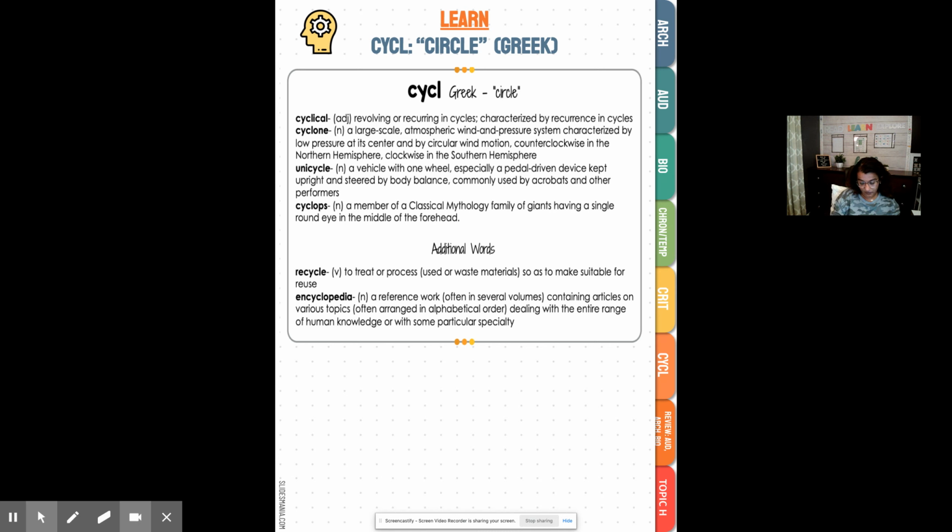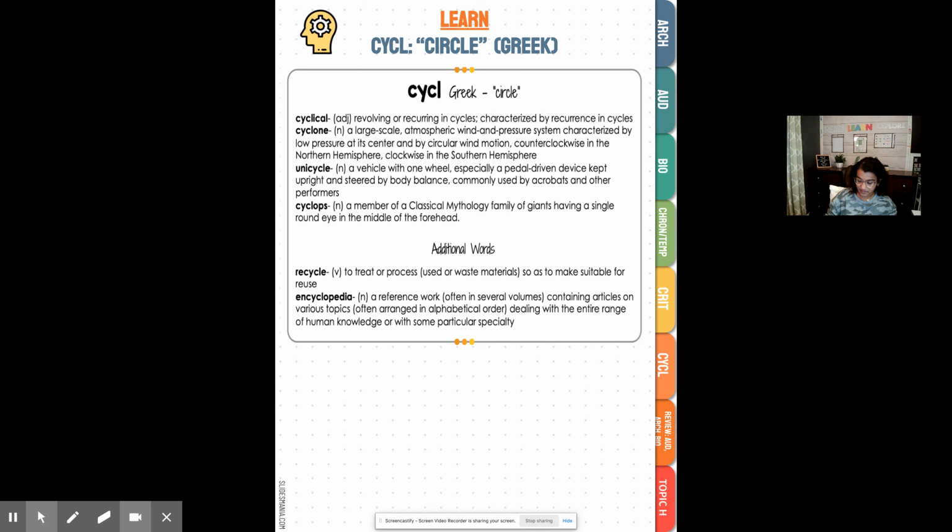Unicycle. You have to Google image that one too, you guys. Unicycle is an awesome one. It is a noun. There's two words inside of the word unicycle. Of course, we have our root, cycle, which means like a circle, and then uni. Uni means one. Kind of like a unicorn has one horn. Unicycle has one wheel. Exactly. Usually it's used by acrobats and other performers to do certain tricks.